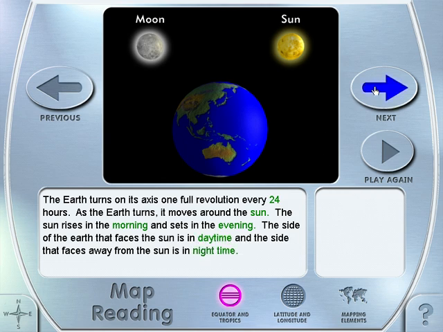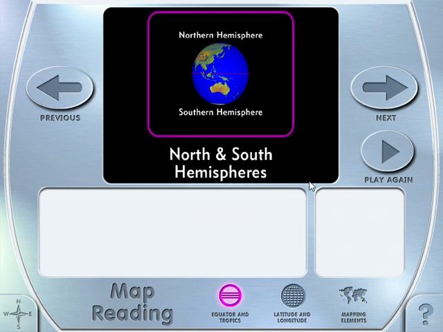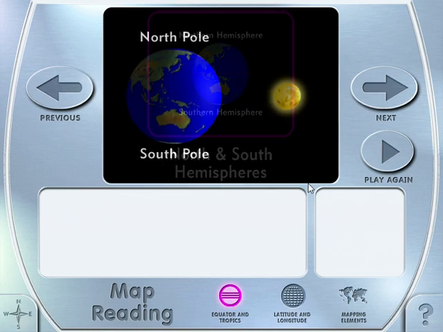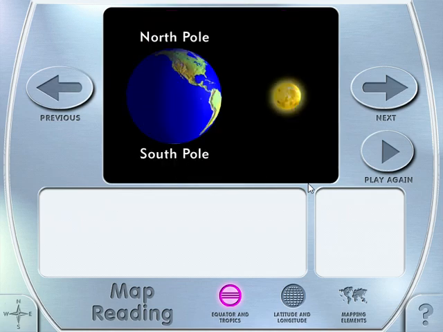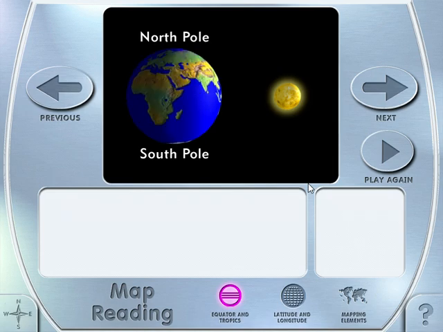Next tutorial. North and South Hemispheres. The Earth has a north and a south pole. These are very cold places because they are constantly the furthest away from the Sun.